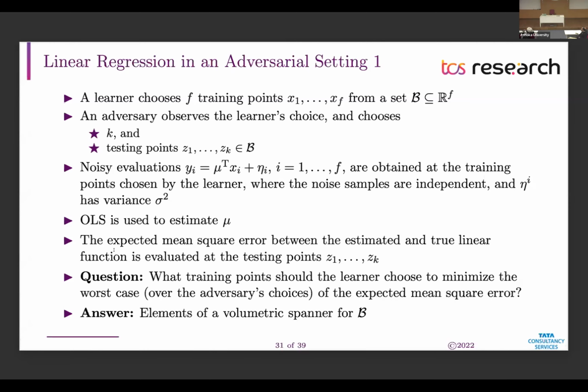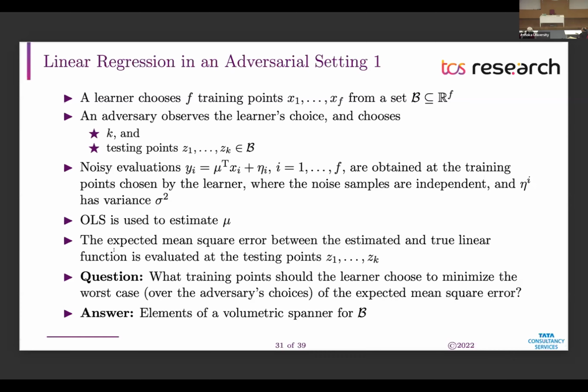So there's an interesting connection. Imagine you are doing a linear regression in an adversarial setting. There is a learner and an adversary. The learner has to choose F points from this set B. And what the adversary is going to do is, after observing which points the learner has chosen for training, the adversary will decide where this fit is going to be tested. So he will choose the number of testing points and the testing points themselves.